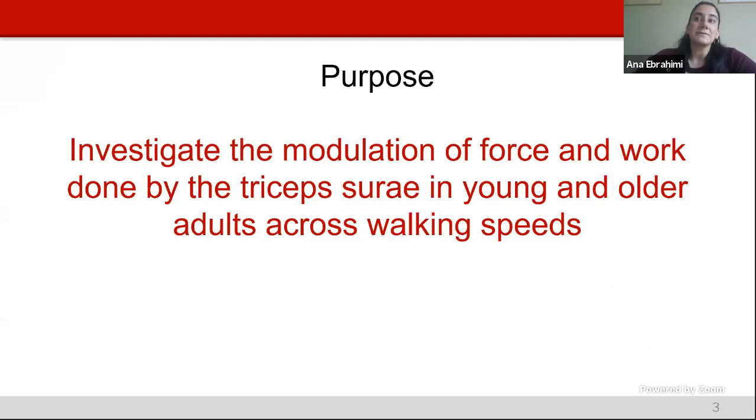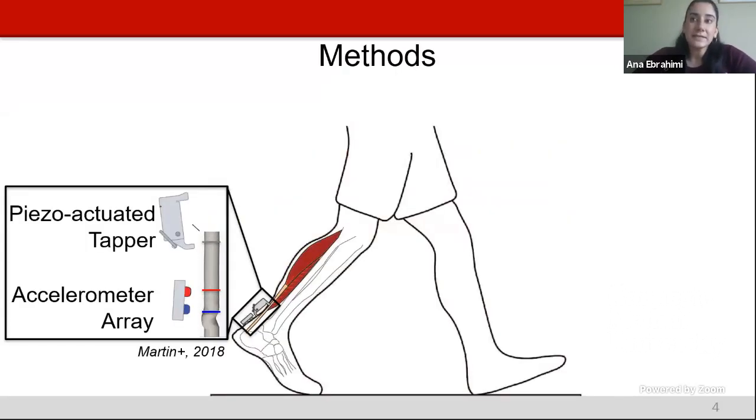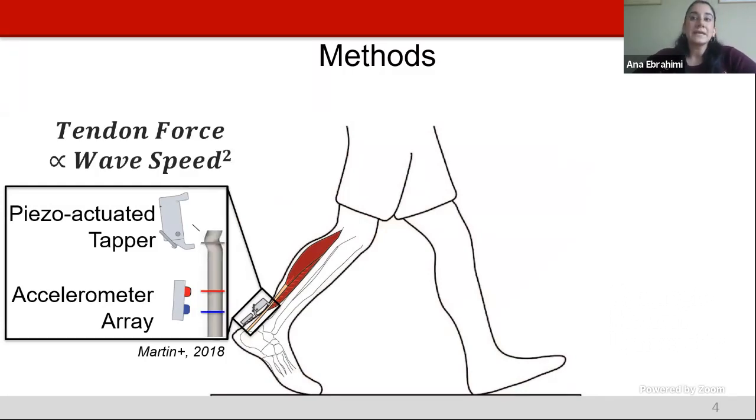Therefore, the purpose of this study was to investigate the modulation of force and work done by the triceps surae across walking speed. We used the recently patented shear wave tensiometer to accomplish this goal. The shear wave tensiometer consists of a piezo actuated tapper that induces a shear wave down the tendon, which is detected by an accelerometer array. Using an anatomical model, tendon force is proportional to wave speed squared.